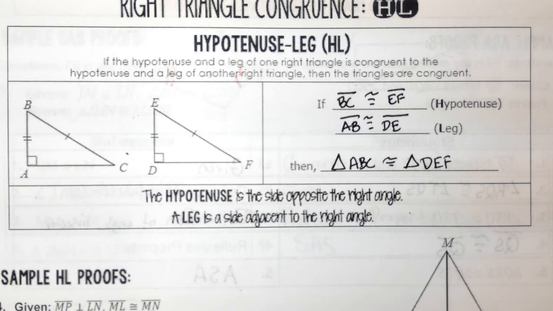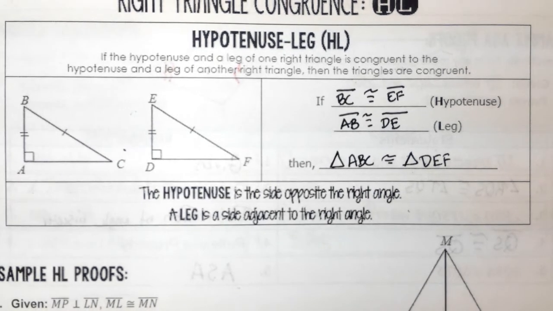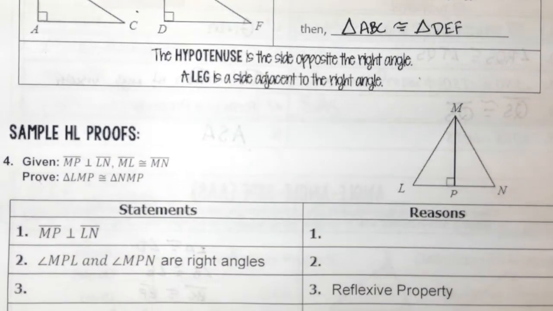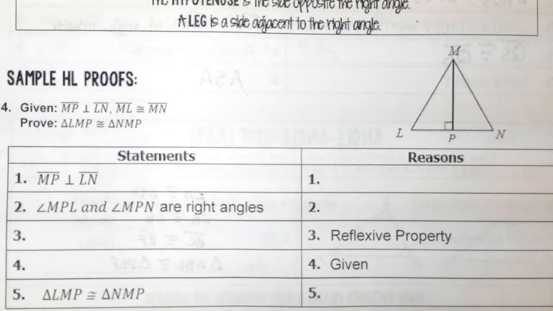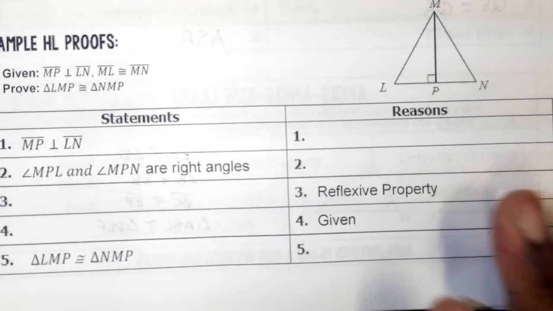Only thing I want you to remember though, just because you see right triangles doesn't always mean it's going to be HL. It could still be side angle side or something else. But for HL, it has to be the hypotenuse and a leg marked congruent. But obviously this is an HL proof, so you know it's going to be HL at the end.